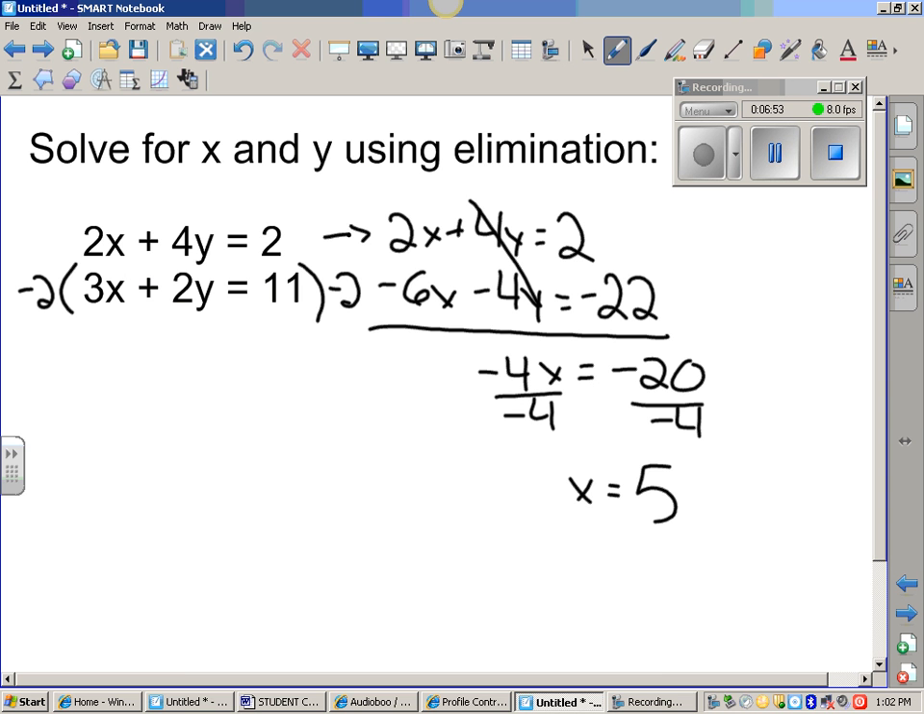Okay, so now we only have x. Now we gotta find the y. So every time you see an x, you plug in a 5. Do it. It's okay. It's what you know.